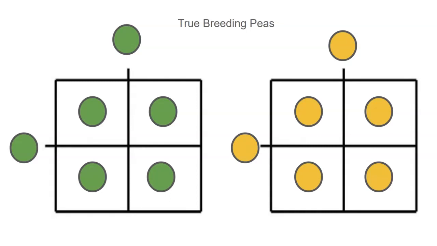So Gregor Mendel knew that he had true breeding green pea plants, meaning that if he crossed a green pea with a green pea, he was guaranteed that 100% of his crop would be green peas. He also had yellow peas, which he knew were true breeding because if he crossed a yellow pea with a yellow pea, 100% of his crop was yellow.